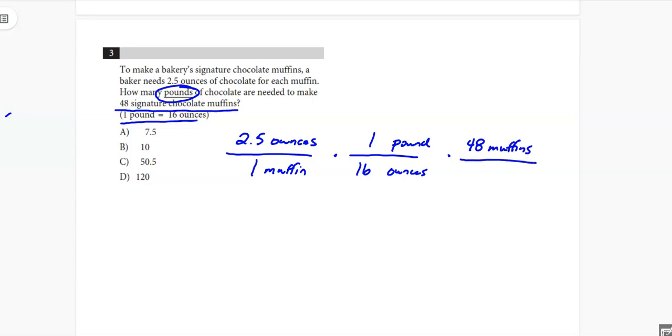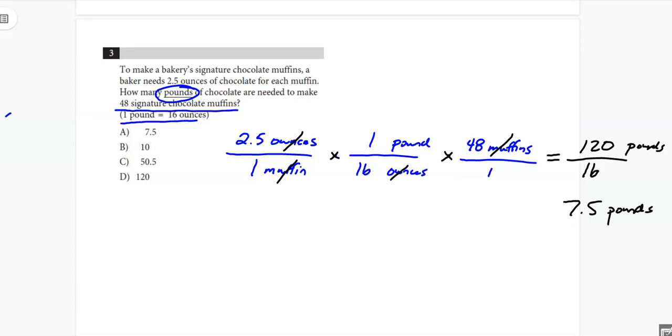And somebody feel free to correct me later if there's a better way to do this canceling units, but I think this is how it goes. And so now I can cancel out ounces with ounces, muffins with muffins, and I end up with pounds. It's pretty much the same thing that we did before. We're just multiplying all these top numbers. So we get 120, and we have our pounds still on top. And then on the bottom, 1 times 16 times 1 is 16, and dividing that out, we get 7.5 pounds. So it's pretty much the same math, just packaged a little bit differently.